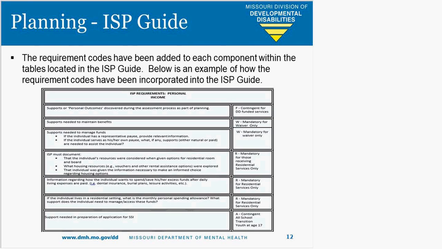Residential services, again, are different from the example of a young person who's receiving funds for a summer camp. There's no requirement that you include those details in that particular type of plan. This is an example of what would be seen in the ISP guide that's been added to it. Again, we have the codes on the side to let folks know what's expected to be incorporated in the plan and what does not.